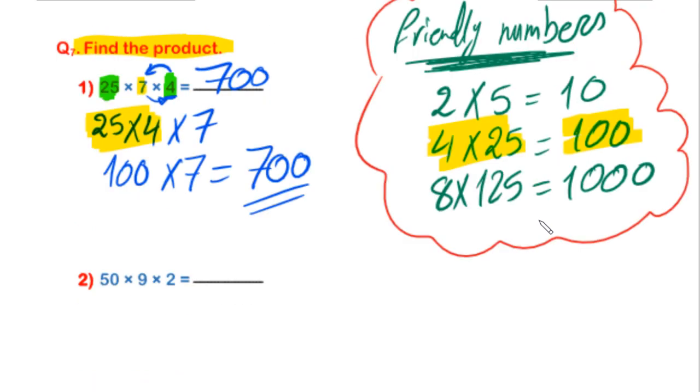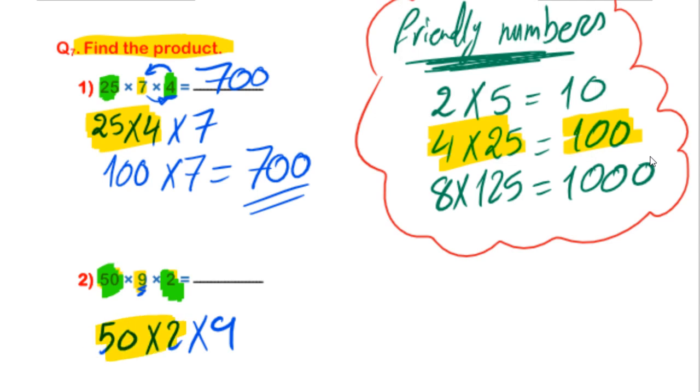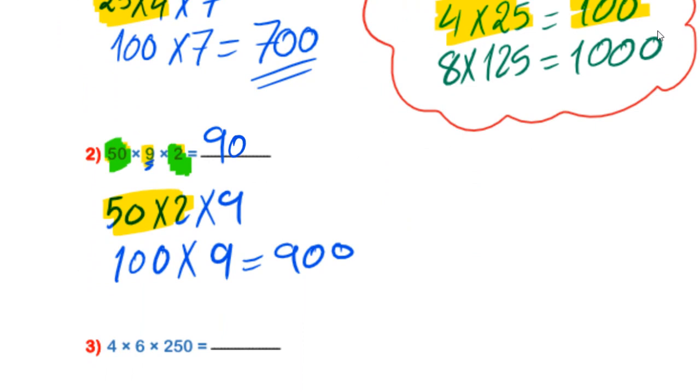We have here 50 multiplied by 9 multiplied by 2. Let's search for friendly numbers here. Can you tell me where the friendly numbers are? 50 and 2. So 50 multiplied by 2 multiplied by 9. 50 multiplied by 2 is very easy to multiply now, right? 50 multiplied by 2 equals 100. 100 multiplied by 9 equals 900. Excellent. Thank you very much, my dear.